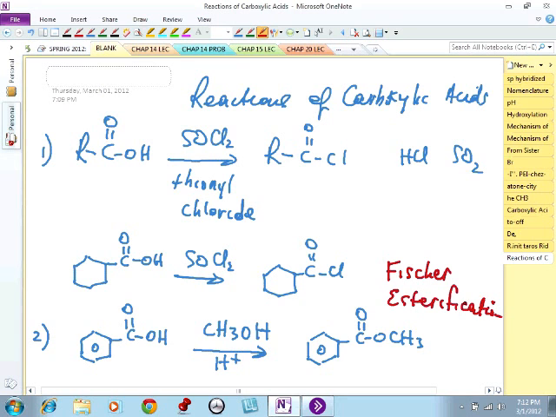Fischer esterification is a very important commercial process. All you need to do is just take a carboxylic acid, take an alcohol, and add some mineral acid to it, and you reflux for about 1 hour or so. You know that experience, right? And then you get your ester. Now the mechanism for this reaction, we will show you when we do chapter 21.